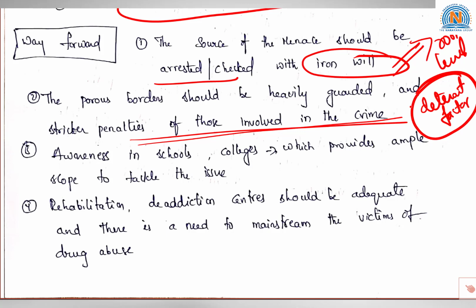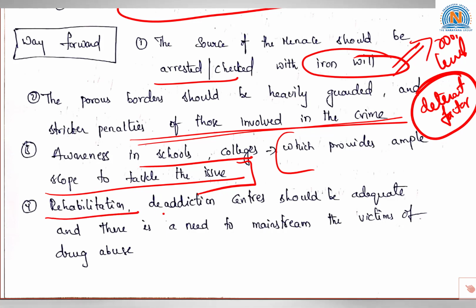And awareness in schools and colleges provides ample scope to tackle the issue because the majority of drug abusers are in the 15 to 35-year age group. So if we bring awareness in schools and colleges, it will provide us ample scope to tackle the issue. Rehabilitation and de-addiction centers should be adequate, and there is a need to mainstream the victims of drug abuse. We should also work on destigmatizing those who are involved in drug abuse, and mainstream them back into the society.